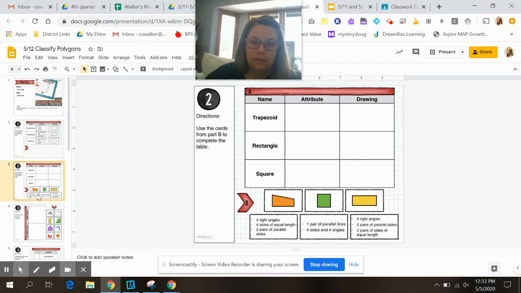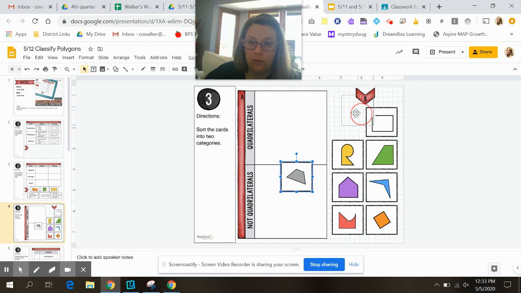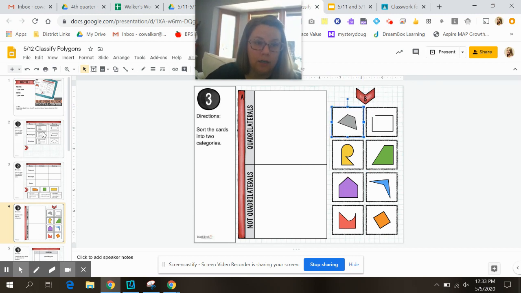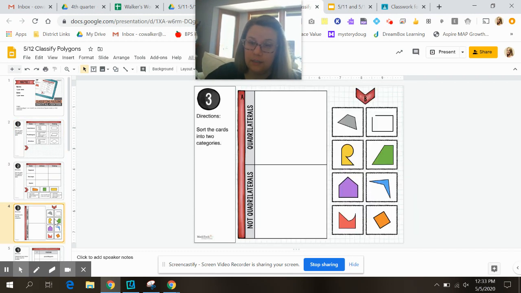And then if we go here to slide number 2, you're going to do the same thing. You're going to say, is it a trapezoid, a rectangle, or a square? And which of these attributes go with that? If you go to slide number 3, you'll see quadrilateral versus not quadrilateral. And you're just going to pick these up and move them to whichever one you think they belong in. So remember, quadrilateral, if you go back up here, it's a polygon, 4 sides, 4 angles. If it has 4 sides and 4 angles, you know that it's a quadrilateral. If it doesn't, then it is going to be not a quadrilateral.